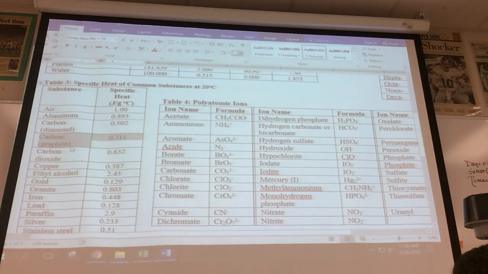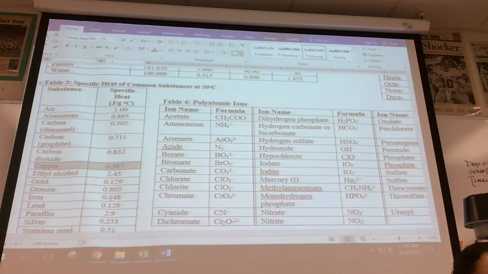Carbon, that is in the graphite state, diamond and graphite do differ. They're both comprised of carbon, but one has a tetrahedral arrangement, which is diamond, and one has a trigonal planar arrangement, which is graphite. Graphite has a specific heat of 0.711 joules per gram degrees Celsius. Copper has a specific heat of 0.387 joules per gram degrees Celsius.